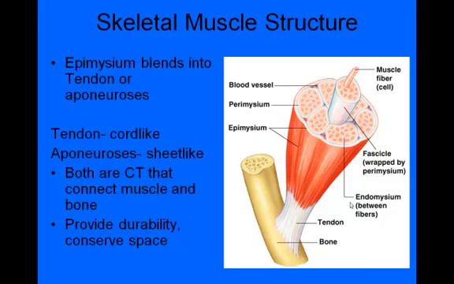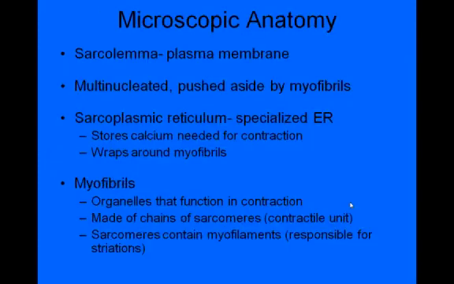Now that epimysium, that outer layer, blends into tendons or aponeurosis. A tendon is cord-like, where an aponeurosis is more sheet-like. They are both connective tissue that connects muscle to bone and provide durability and help conserve space.